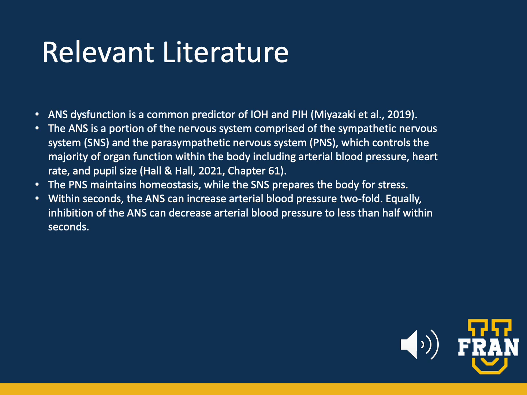The ANS is a portion of the nervous system comprised of both the sympathetic nervous system and the parasympathetic nervous system, which both control a majority of organ functions within the body, including arterial blood pressure, heart rate, and pupil size. The parasympathetic system maintains homeostasis, while the sympathetic system prepares the body for stress. Parasympathetic activation results in a slowed heart rate, reduced blood pressure, and pupillary constriction for enhanced near vision. Sympathetic activation results in increased heart rate, increased blood pressure, and pupillary dilation for enhanced far vision.